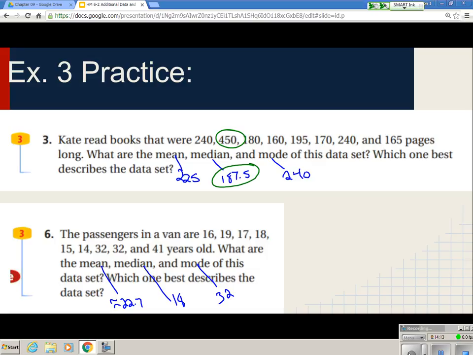Now, when we look at the passengers in a van and their ages, we see that the mean was 22.7. Then the median was 18. That dropped way low, and the mode was 32. Here, our outlier of 41 affected the numbers a little bit, but it wasn't too far off. So when your outlier isn't that extreme, the mean is the best choice. So these are the 2 answers you should have had. If you got them right, give yourself a high five or a clap.